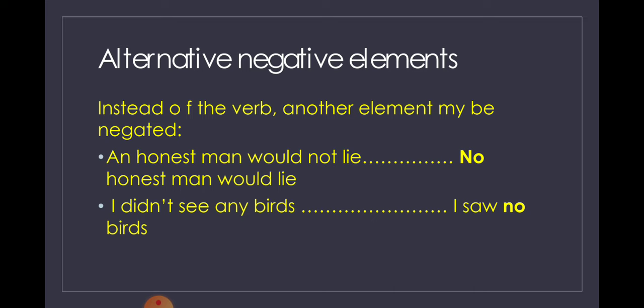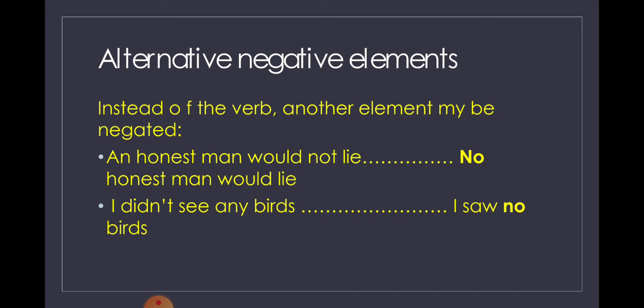Concerning alternative negative elements, instead of the verb, another element may be negated. We mentioned in the previous lecture that the major way of making a sentence negative is by adding not to the operator of that sentence. However, this is not the only way. We have different ways in which we make a sentence, clause, or even a word negative, as we see here. An honest man would not lie.